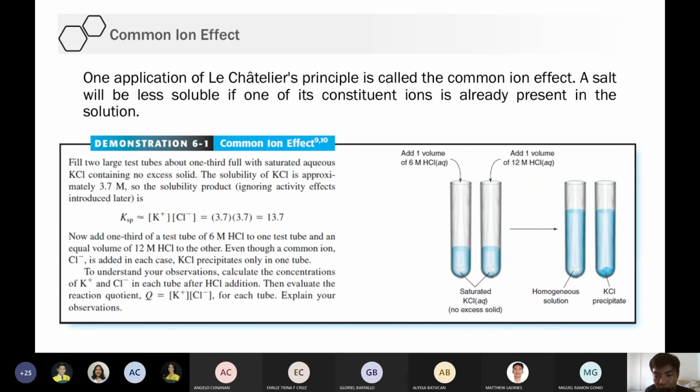Bigyan ko na kayo ng intro for the next week discussion. Ito, intro lang ito. Di ba may common ion effect tayo? May counterpart yan. Tawag doon ay diverse ion effect.